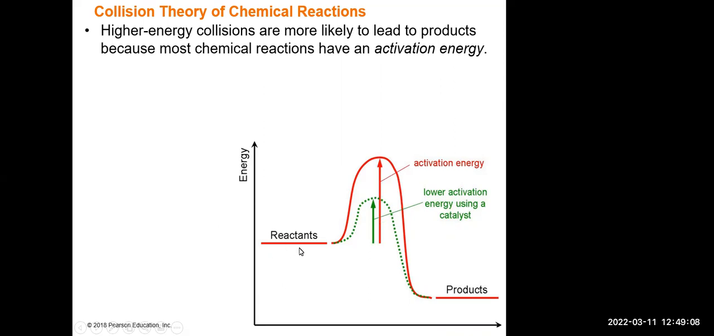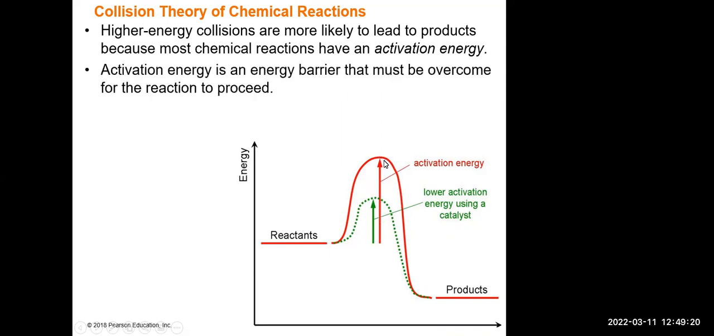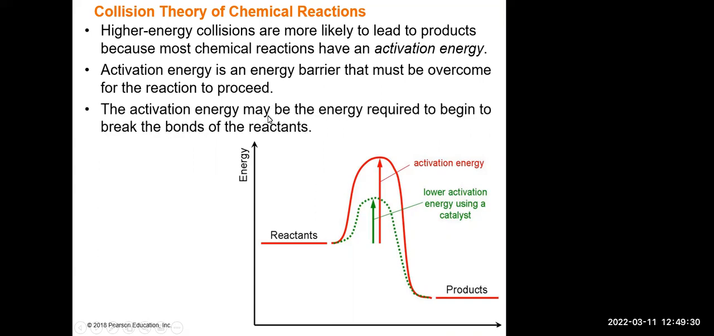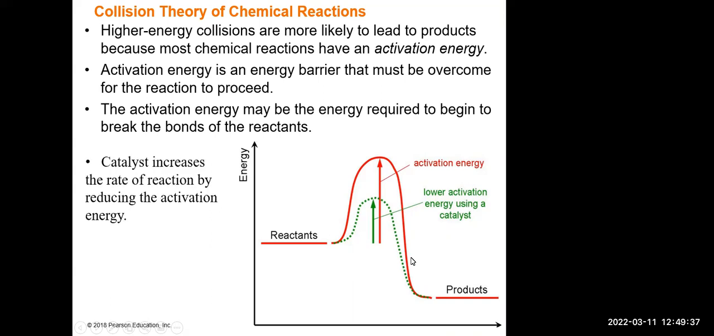So in order for the reactant to be converted to the product, the reactant atoms must climb over this barrier. The activation energy is an energy barrier that must be overcome for the reaction to proceed. The activation energy may be the energy required to begin to break the bonds of the reactants. Catalysts increase the rate of reaction by reducing the activation energy.